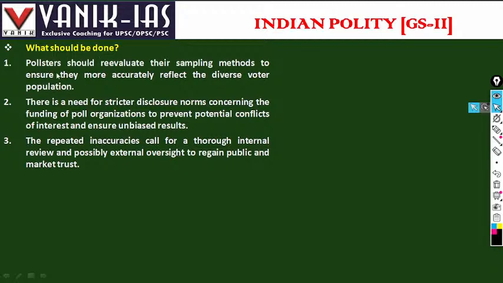What should be done? Pollsters should reevaluate their sampling methods to ensure they more accurately reflect the diverse voter population. There is a need for stricter disclosure norms concerning the funding of poll organizations to prevent potential conflicts of interest and ensure unbiased results. The repeated inaccuracy calls for a thorough internal review and possibly external oversight to regain public and market trust.